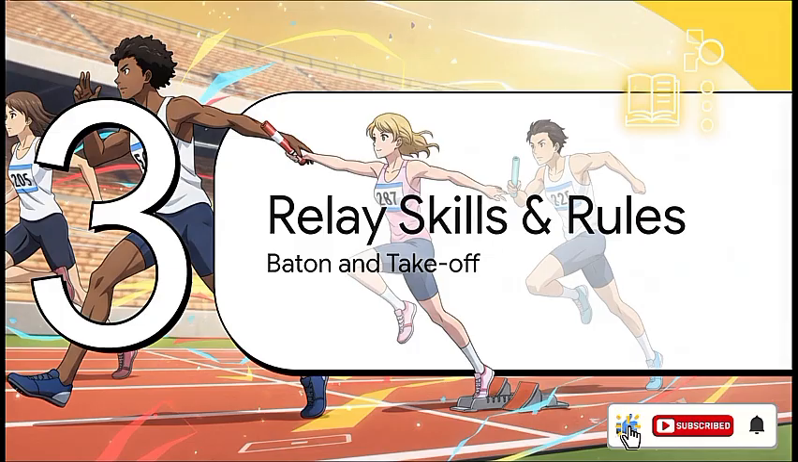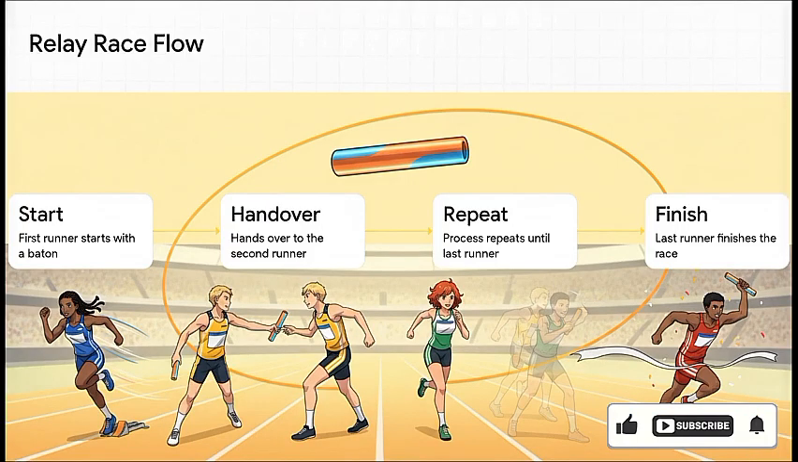Section 3. Relay skills and rules. Okay, let's look at how this race actually flows. It's a very strict sequential process. Step 1, your first runner starts off holding the baton. Step 2, they run their designated distance, which we often call a leg, and hand it over to the second runner. Step 3, this process simply repeats, moving to the third and then eventually to the last runner. And finally, step 4, that last runner finishes the race for the team.